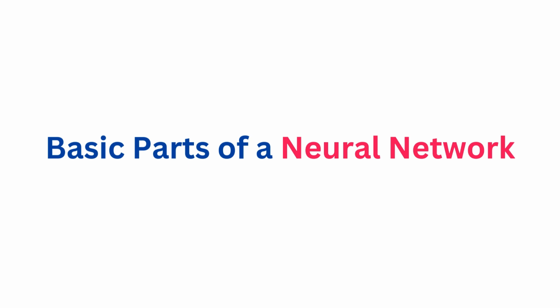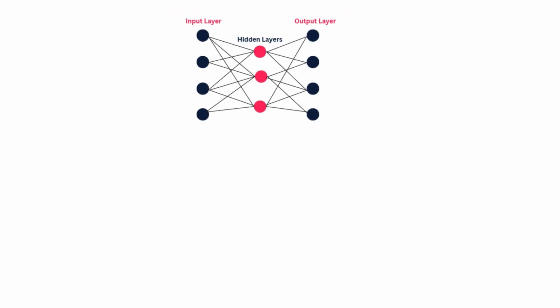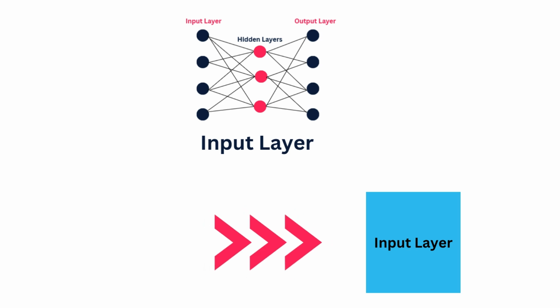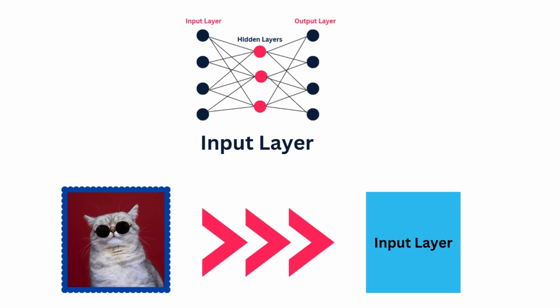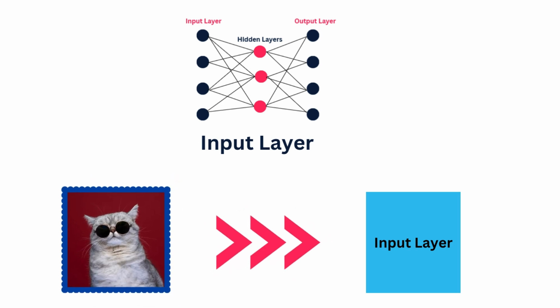First is the input layer. This is where the network receives information. Example: if you want a neural network to recognize a cat, the input layer might take in an image.